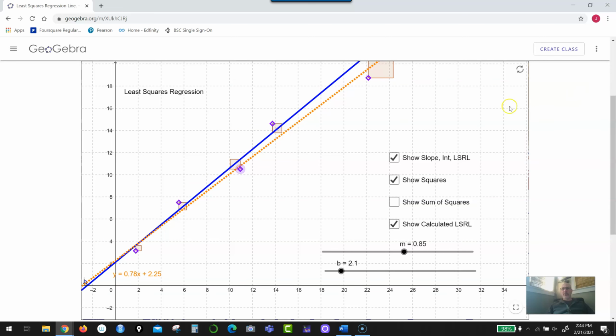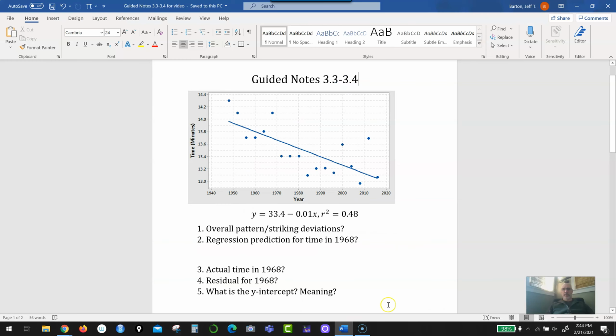Okay, so I hope that helps visualize what the regression line does and how it's created. I'm going to move now to the example problems in the guided notes and see if we can make some progress on those. I've got a Word document here with the picture from the notes and the equation for the regression line, and then we'll try to answer the questions together.